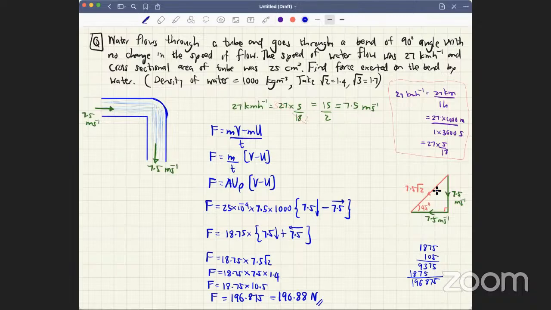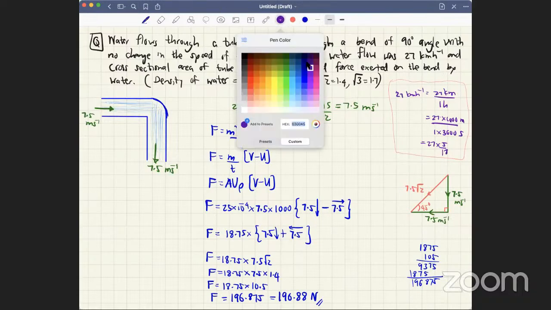Okay, 7.5 root 2. How do I say 7.5 root 2? Right, let's explain that. That also we have done under vectors. But never mind. Zuha also joined the class a little later, I think. No, not Zuha. Zain, Mariam, Faiz.